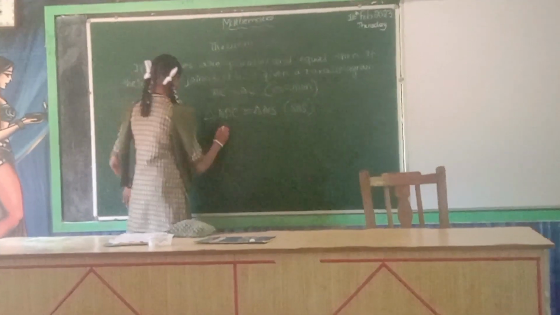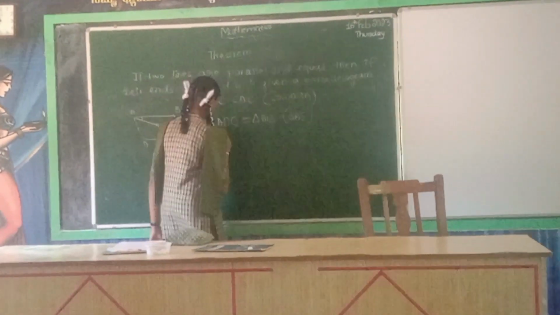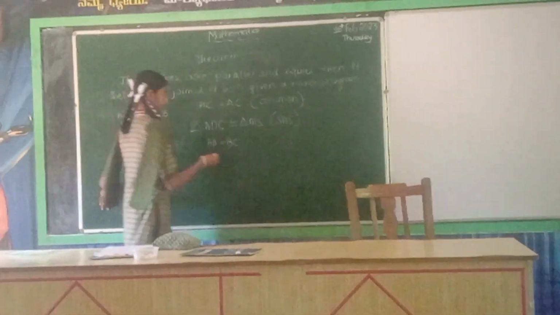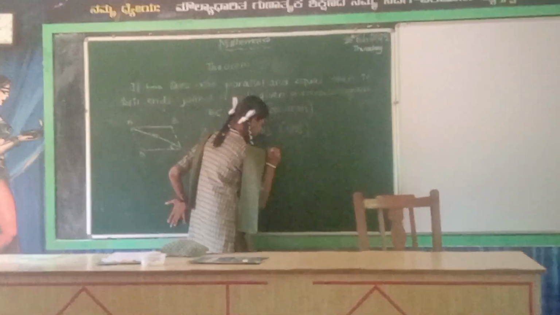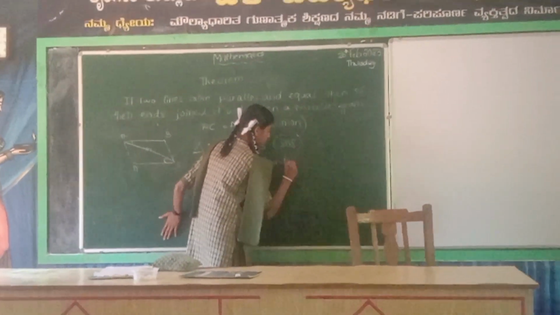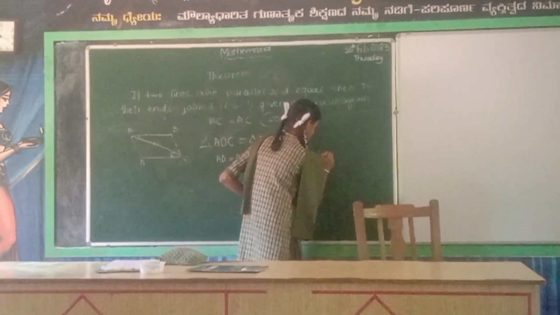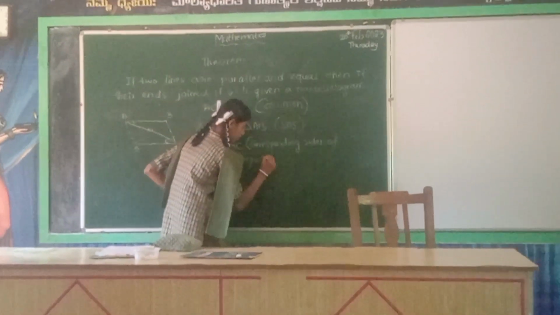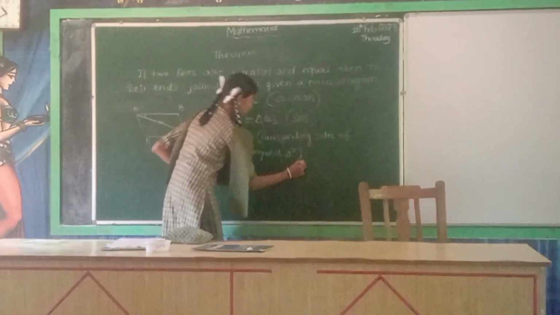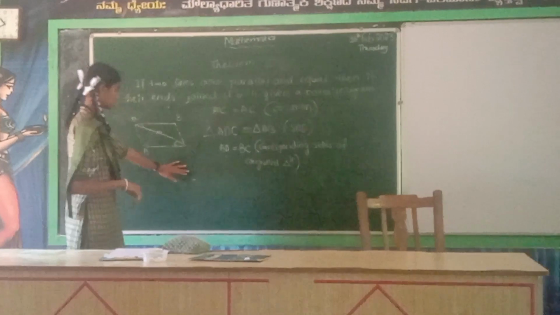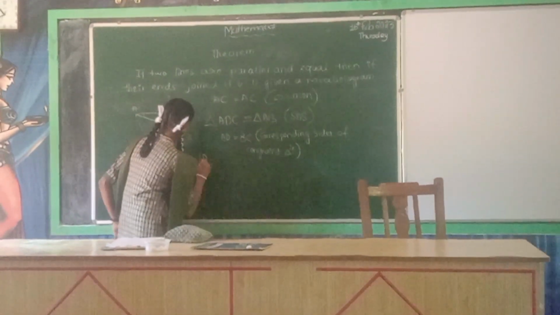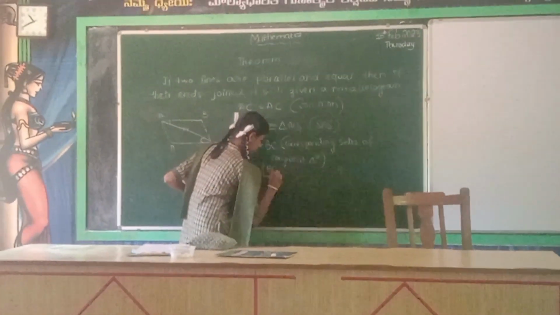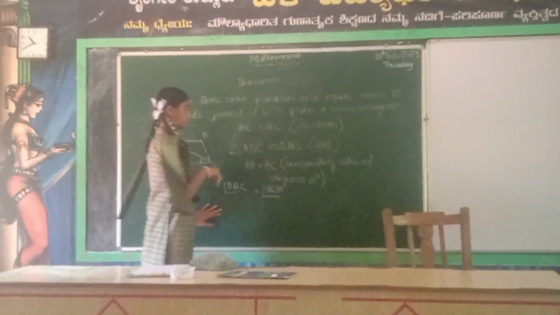Then AD equal to BC because these are corresponding sides of congruent triangles. And then angle DAC equal to angle BCA because these are corresponding angles of congruent triangles.